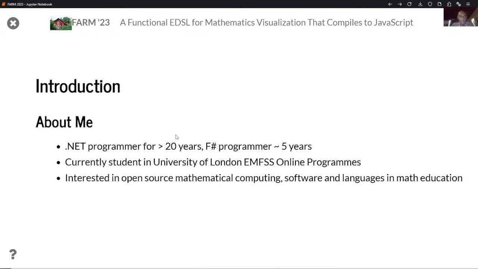Just a little bit about me. I've been a .NET programmer for quite a long time now. Just been an F# programmer for about 5 years. I'm currently an economics student at the University of London's EMFSS program, and I'm interested in all aspects of open source mathematical computing and how software and languages are used in math education.